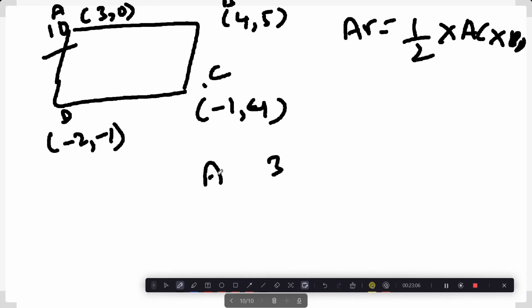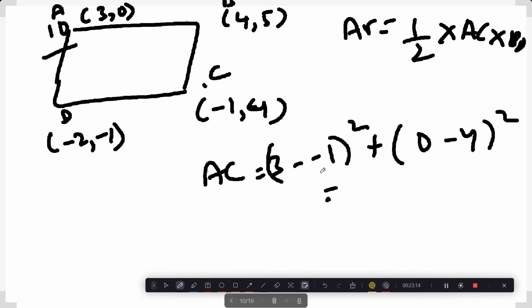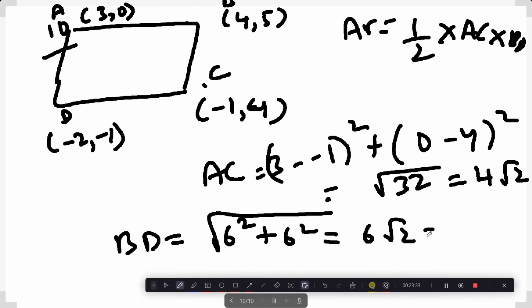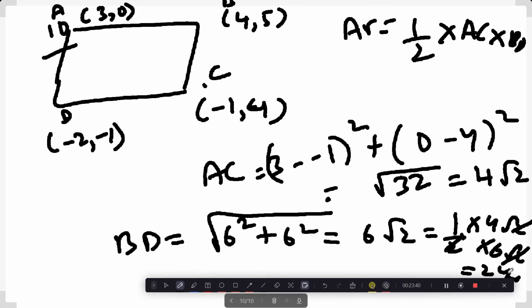All right, here we go. AC equal to 3 minus 1 square plus 0 minus 4 square. 3 plus 1, 4 square, 4 square. Root 32. 4 root 2. What is BD? 4 minus 2, 6 square. 5 minus 6 square. 6 root 2. Find the area. Half into 4 root 2 into 6 root 2. This root 2 into root 2, 24. This should be the answer.